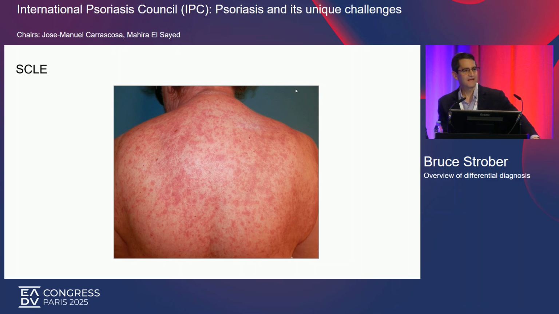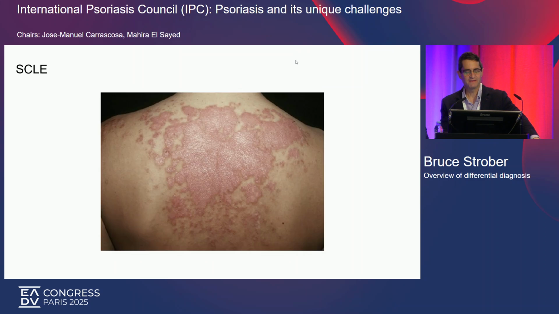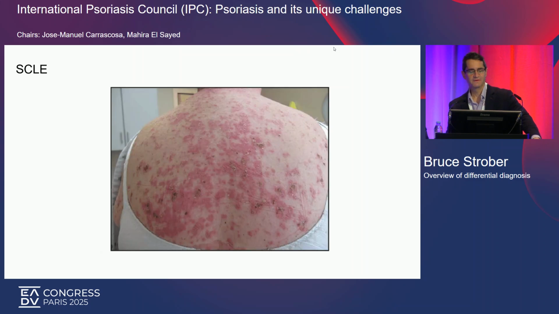And then SCLE, cutaneous lupus. Again, it's different, but you have to think about it, especially if you get that kind of presentation where you have more very distinct plaques, but the scale is not quite the same, and there are annular formations of the plaques. Here the scale is a little different than you'd see in a psoriasis patient. This is SCLE.